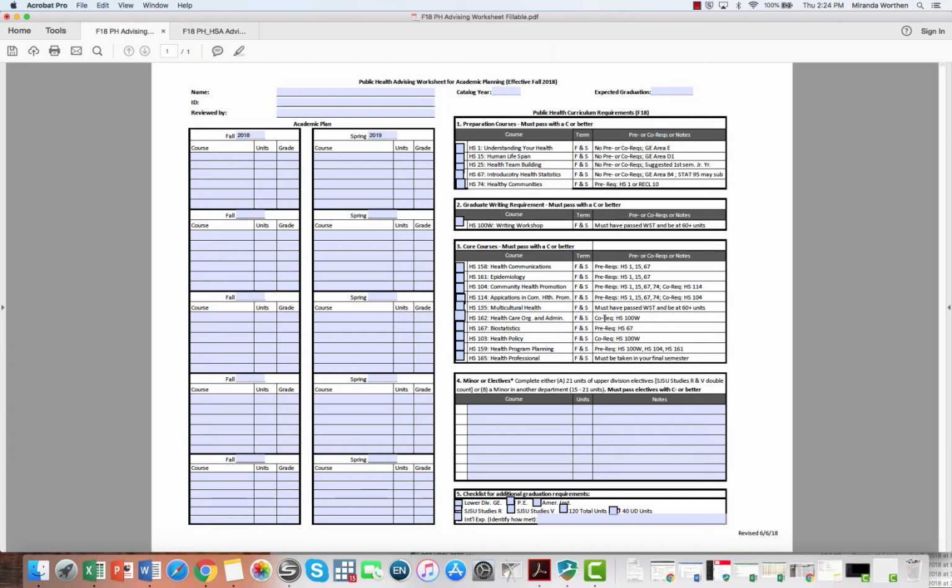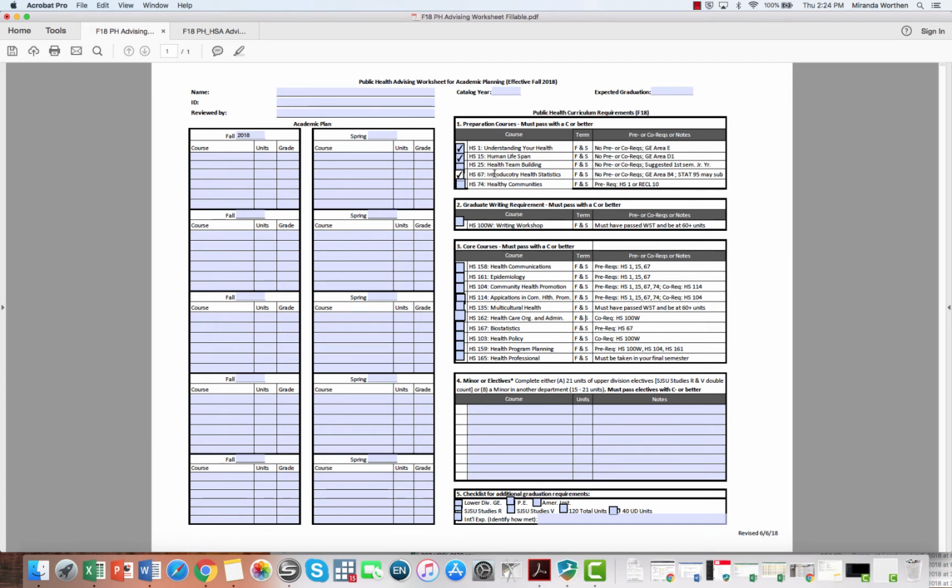When you get down here into the major core, you'll see that there are some prerequisites. For example, HS 158, Health Communications, has a prerequisite of HS 1, 15, and 67. Now, if you're a transfer student, you'd still write when you arrived here, but you can just go through and check off if you have articulated courses. Most transfer students have courses that articulate for HS 1, 15, and 67. We have another video about how to find out if your course articulates. I direct you there.